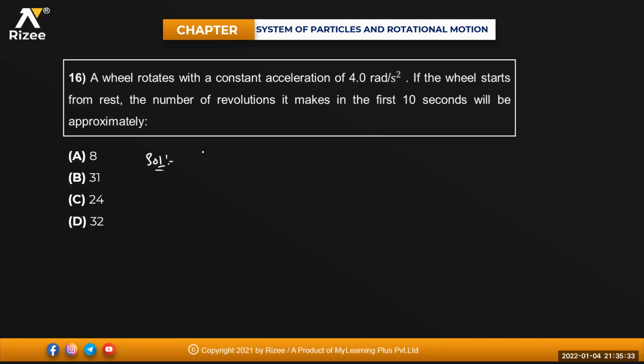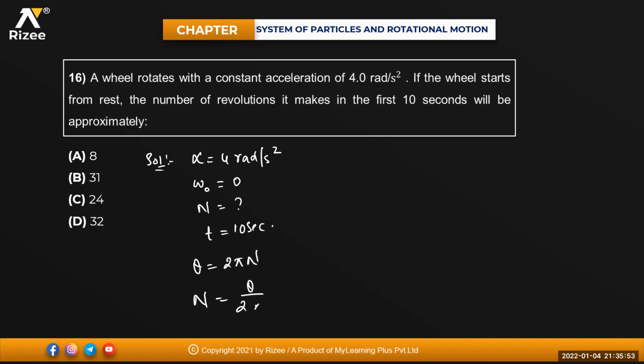The wheel rotates with constant angular acceleration, alpha is equal to 4 radians per second square. The wheel starts from rest, that means omega naught is 0. Number of revolutions made in the first 10 seconds, t is equal to 10 seconds, will be equal to how much? That means theta is equal to 2 pi into n is our formula, so n will be equal to theta by 2 pi. So I need to calculate the value of theta.